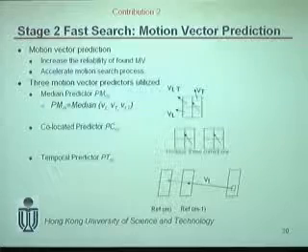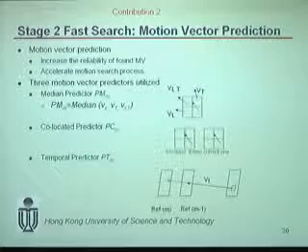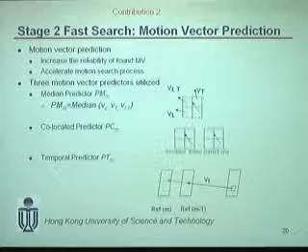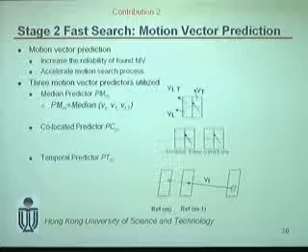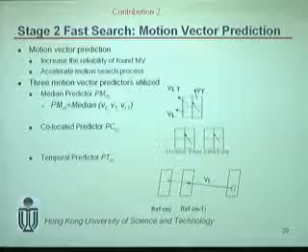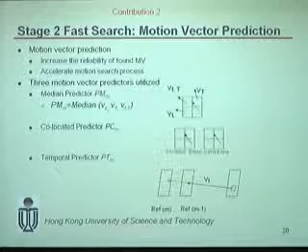We also look at, if this is a current frame, this is a previous frame. If you look at the co-located block, the previous frame also has a motion vector. Given that in the real world, a lot of things don't move so fast, the motion vector of the co-located block is perhaps a good predictor of the current block motion vector as well. So that is another predictor.